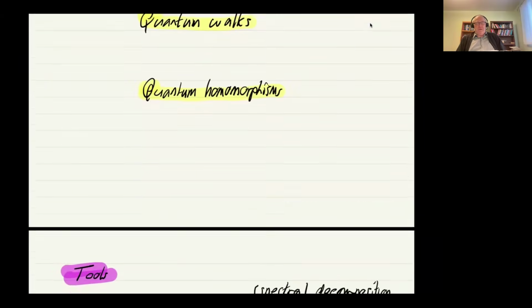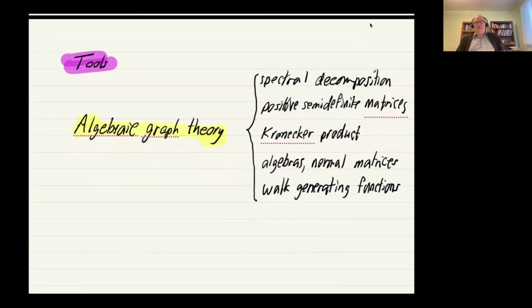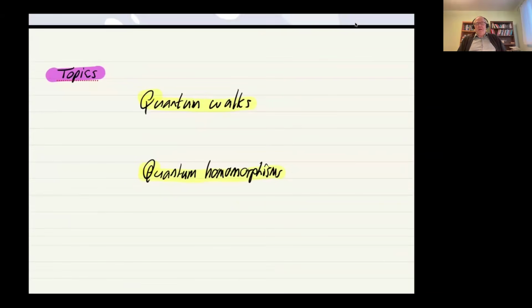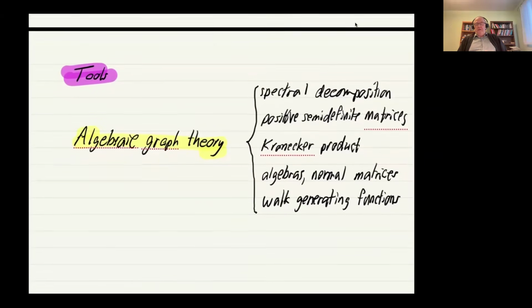Now, to make any progress on that, we need some tools, and the tools are coming from algebraic graph theory. So there's a little list there of the things we'll be covering in terms of algebraic graph theory. The only one that's a bit unusual there is walk generating functions, but I'll be trying to cover that in more detail. So going back again, we're going to talk about quantum walks and quantum homomorphisms, but to do that I need to develop a number of tools.